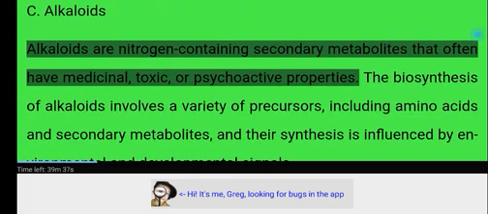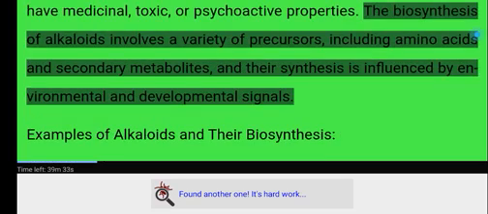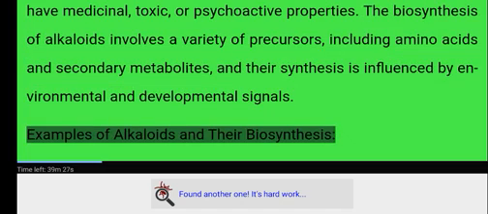Alkaloids. Alkaloids are nitrogen-containing secondary metabolites that often have medicinal, toxic, or psychoactive properties. The biosynthesis of alkaloids involves a variety of precursors, including amino acids and secondary metabolites, and their synthesis is influenced by environmental and developmental signals. Examples of alkaloids and their biosynthesis.